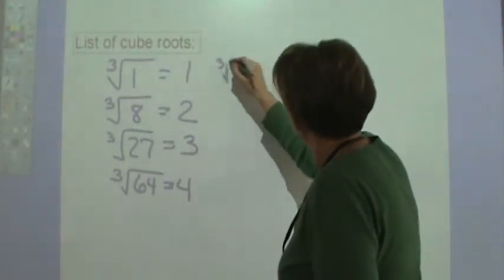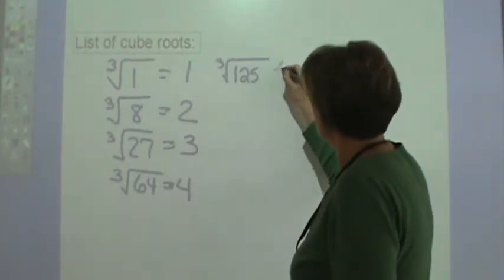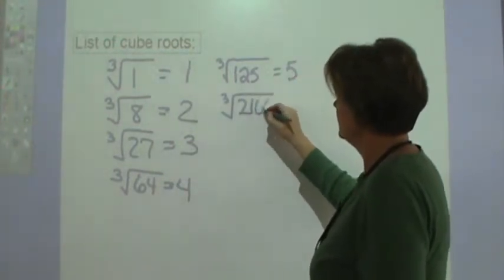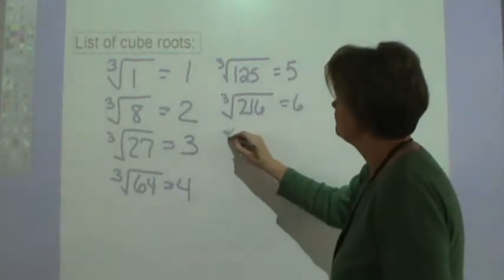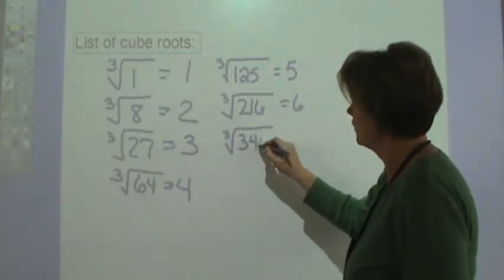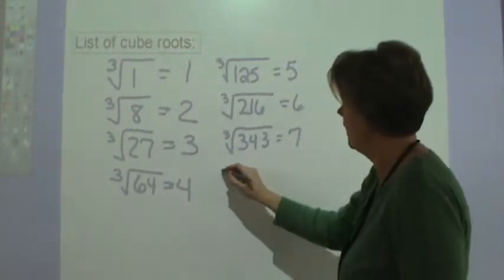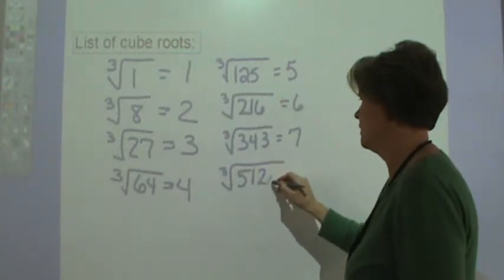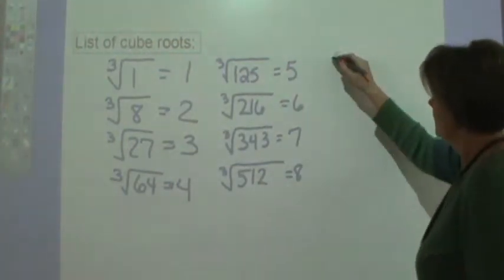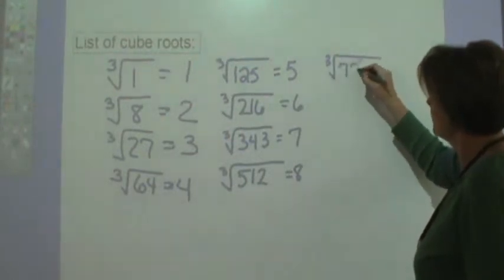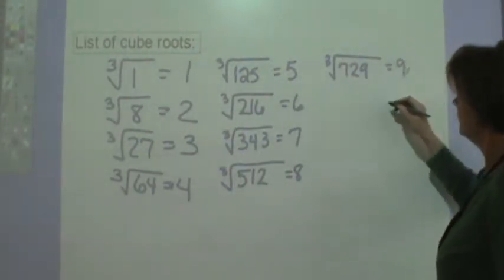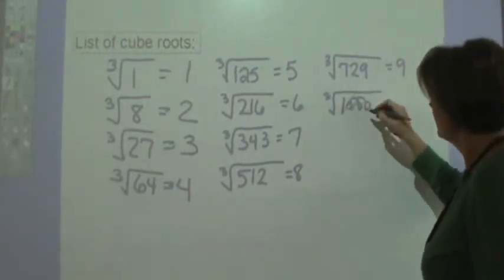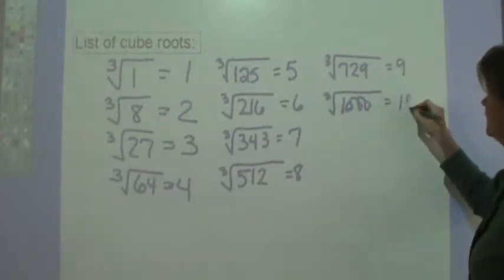Let's see. Cube root of 125 is going to be 5. Cube root of 216 is going to be 6. Cube root of 343 is going to be 7. Cube root of 512 is going to be 8. Cube root of 729 is going to be 9. Cube root of 1,000 is going to be 10.